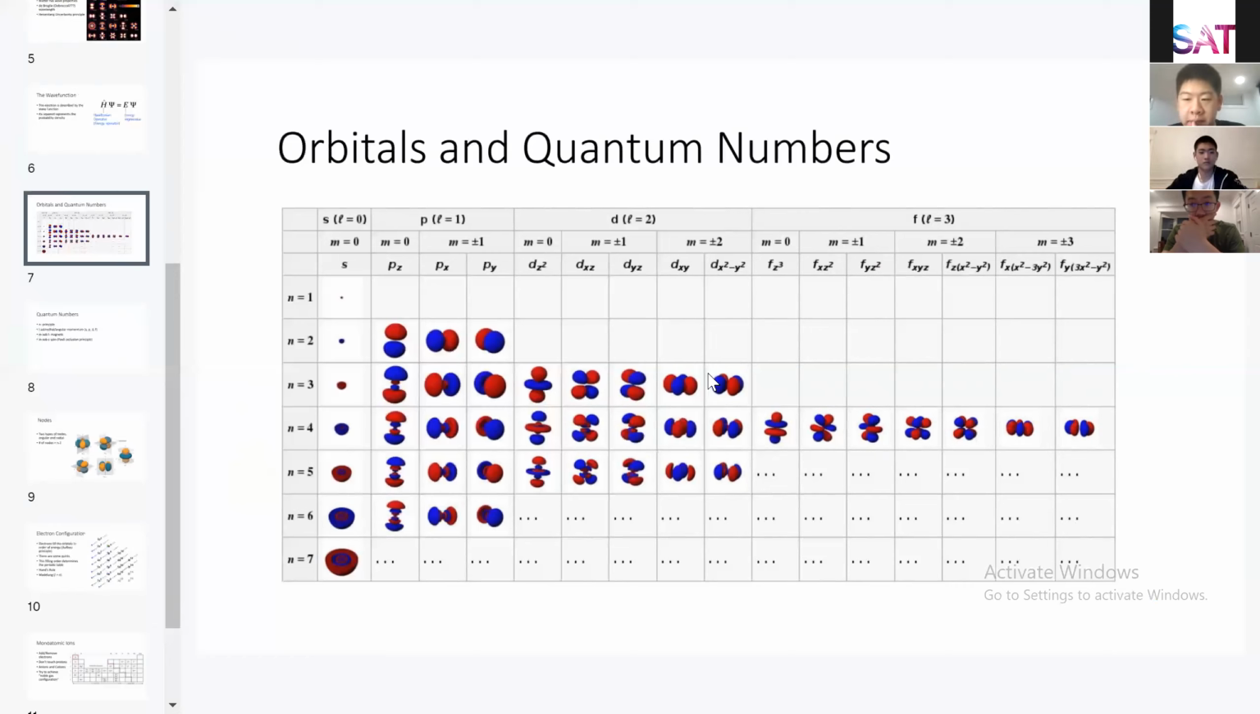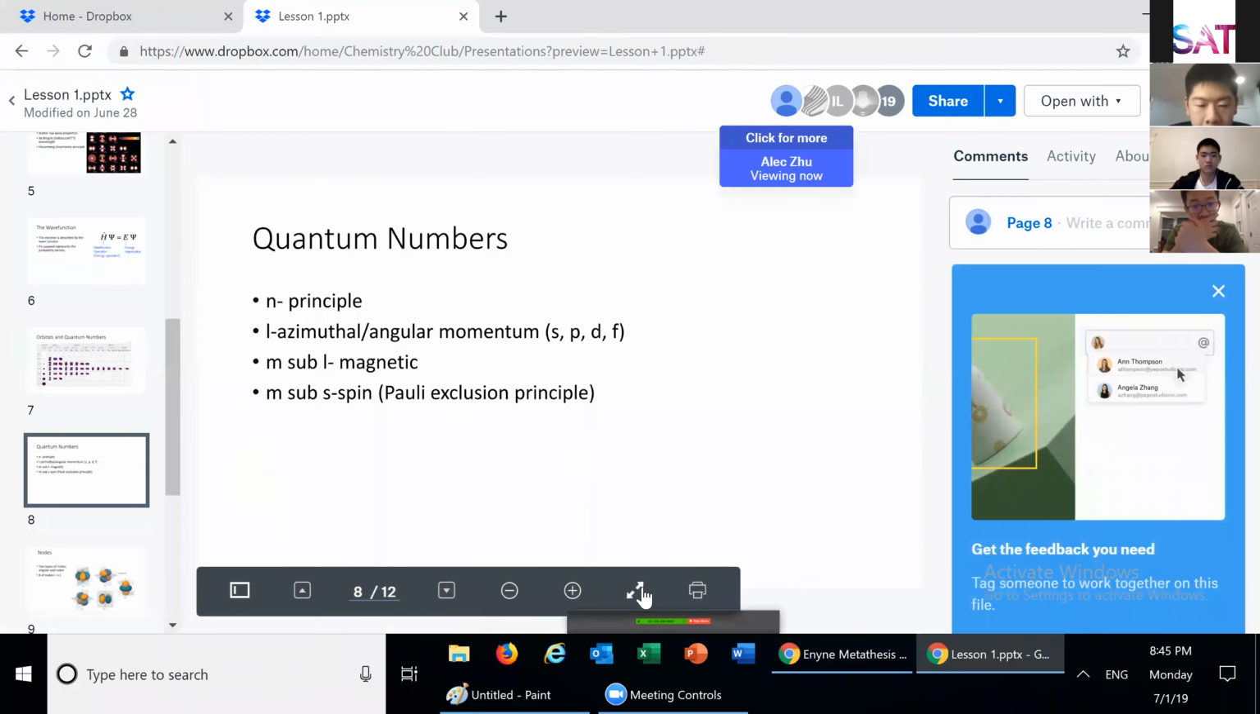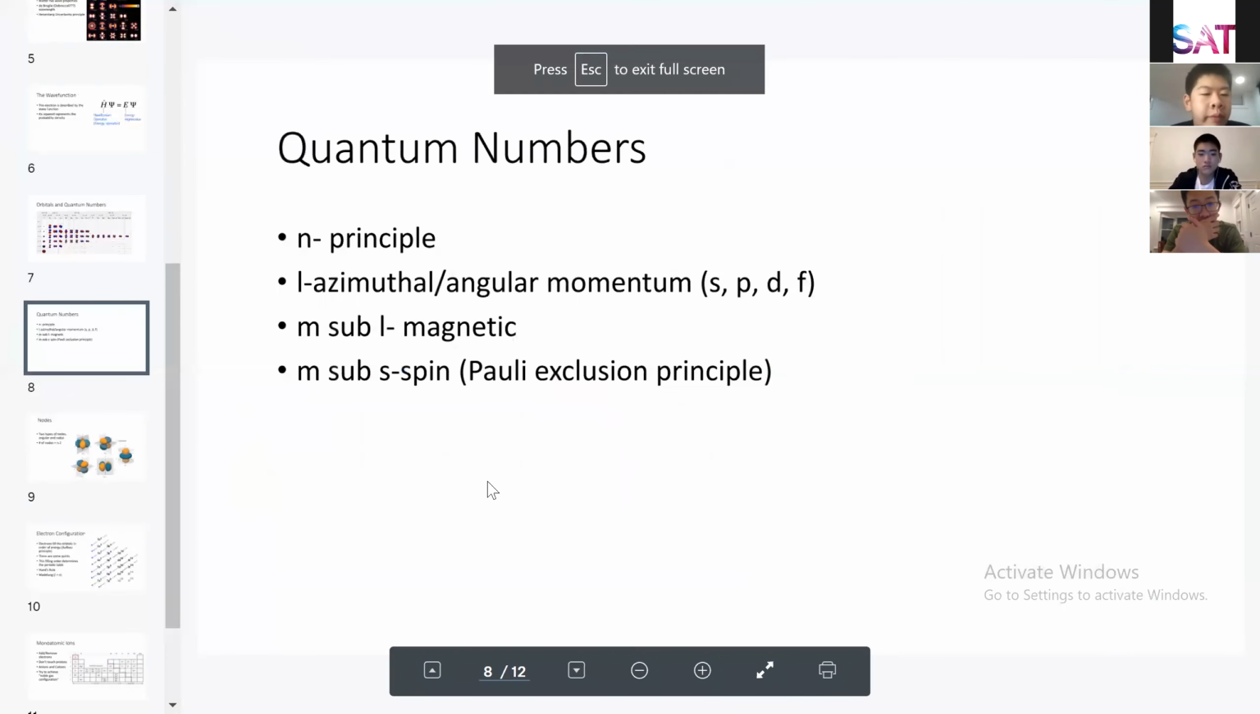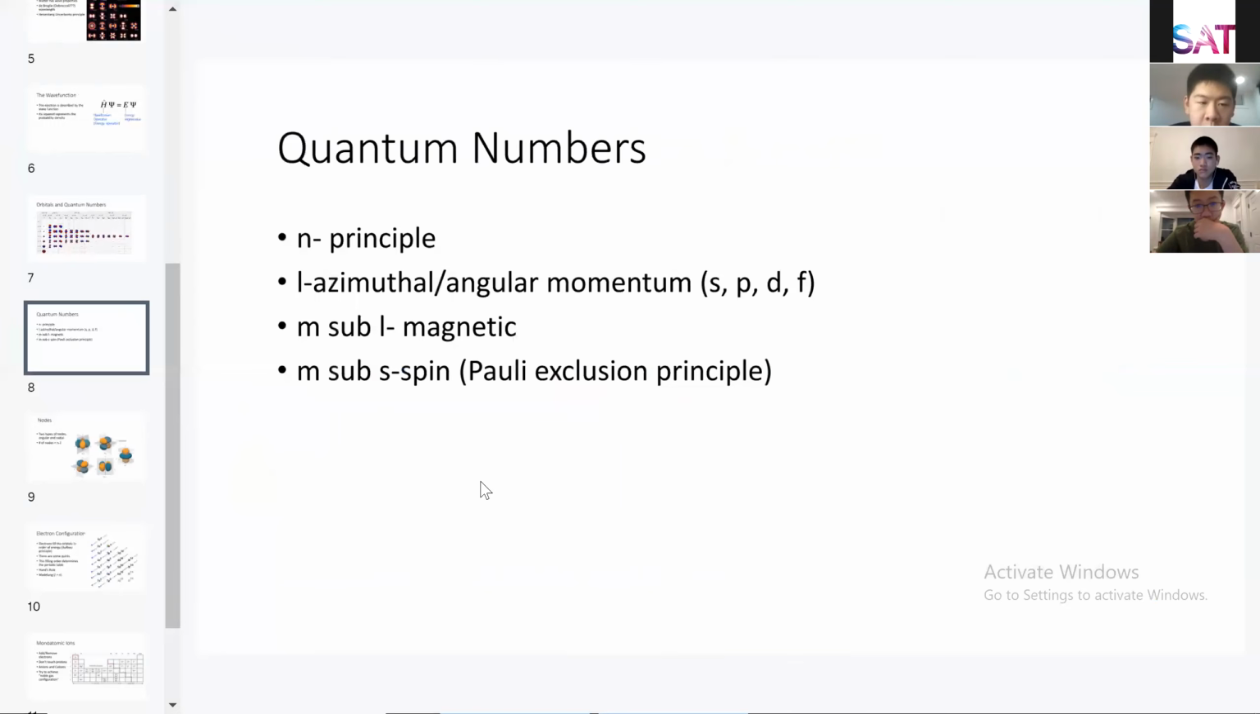Oh, sorry. Okay, so let's move on to the idea of quantum numbers. There are 4 quantum numbers that you need to know about. We call n the principal quantum number. This really describes the energy of the electron, at least for one electron systems. Now we have L, which is the azimuthal or angular momentum quantum number.